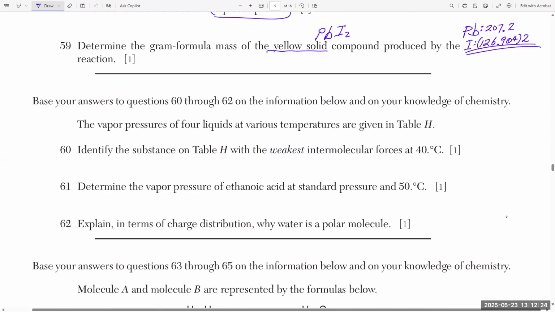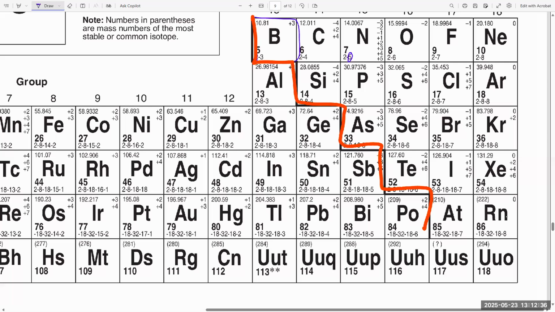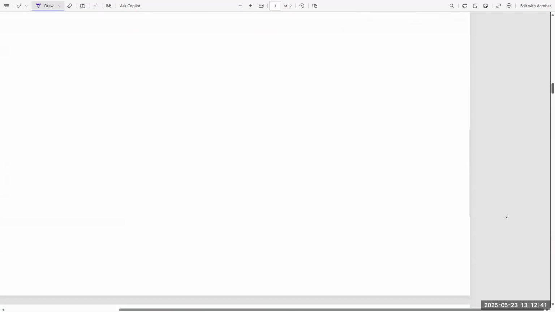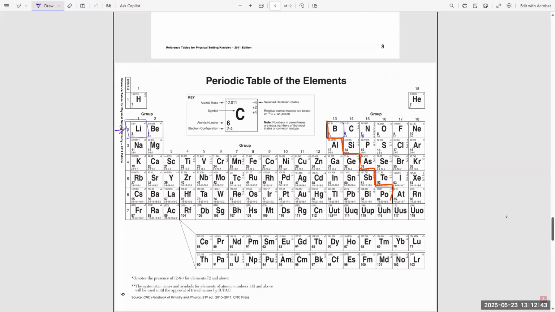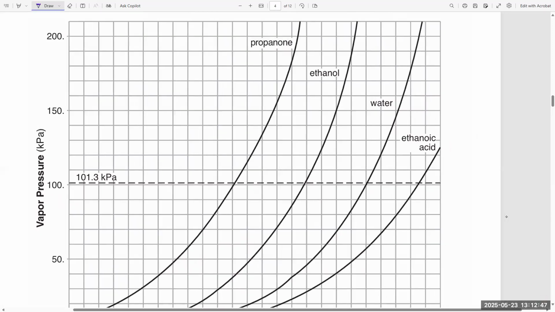Base your answers to 60 through 62 on the information below and your knowledge of chemistry. Vapor pressures of 4 liquids at various temperatures are given in Table H. All right, so let's go to Table H. That's a table that we really haven't talked about too much, but that's okay because that table is so easy. You're going to know exactly what to do here.